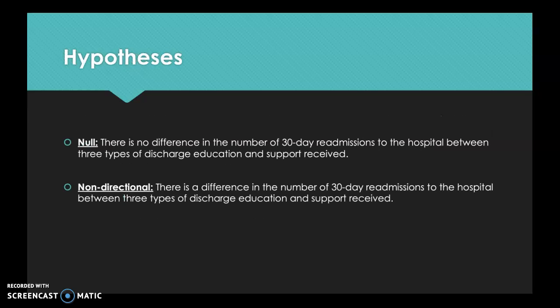The 2 hypotheses I've used are stated here. The null hypothesis states that there is no difference in the number of 30-day readmissions to the hospital between the 3 types of discharge, education, and support received. And the non-directional alternative hypothesis states that there is a difference in the number of 30-day readmissions to the hospital between the 3 types of discharge, education, and support received.